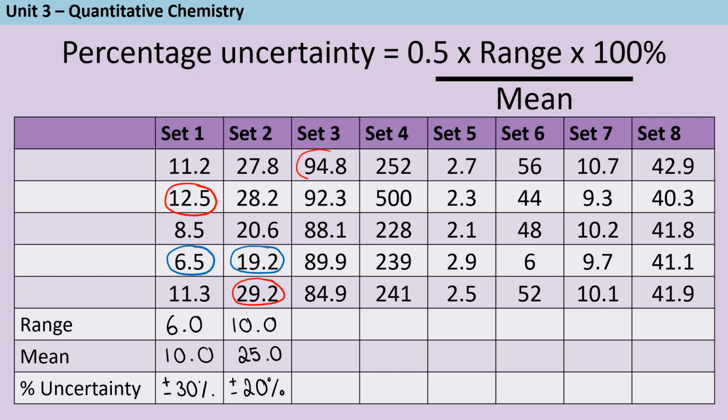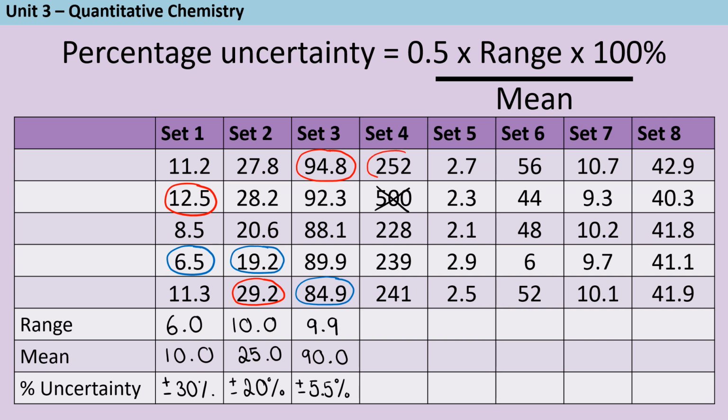In the third set of data, the largest number is 94.8 and the smallest number is 84.9, so that gives a range of 9.9 and the mean is 90, so that's plus or minus 5.5 percentage uncertainty. In set 4, we've got an anomaly, so we're not going to include that number 500 because it's much larger than the rest of them.